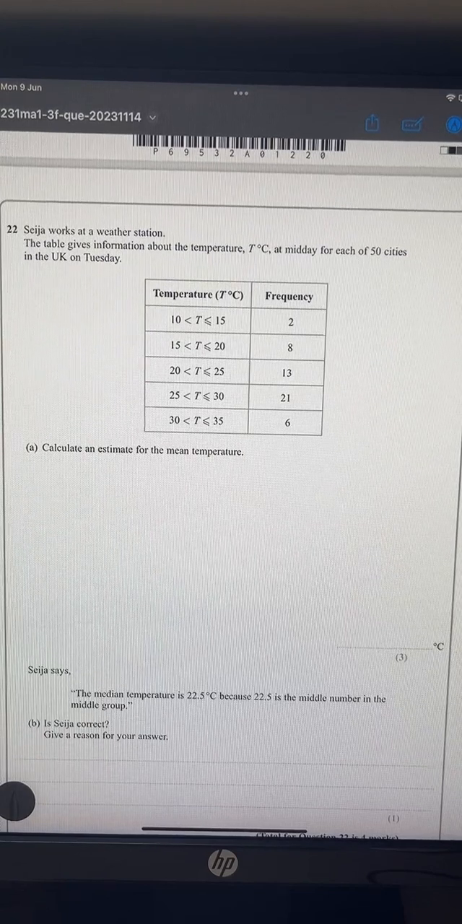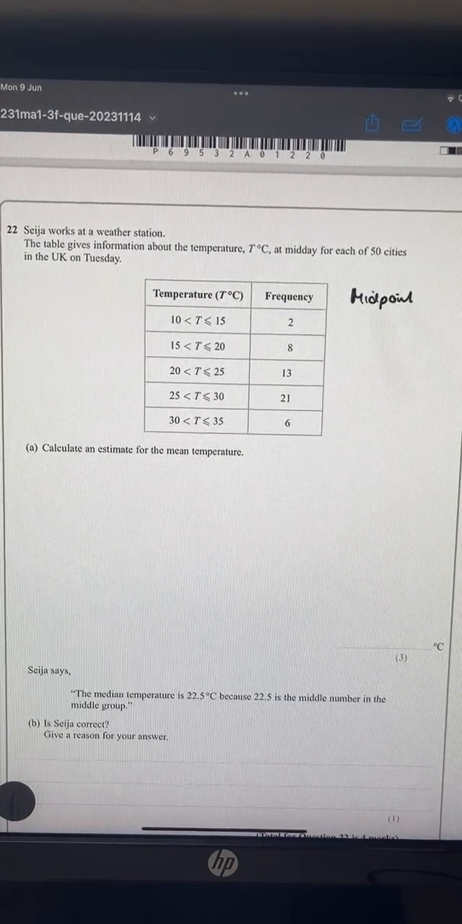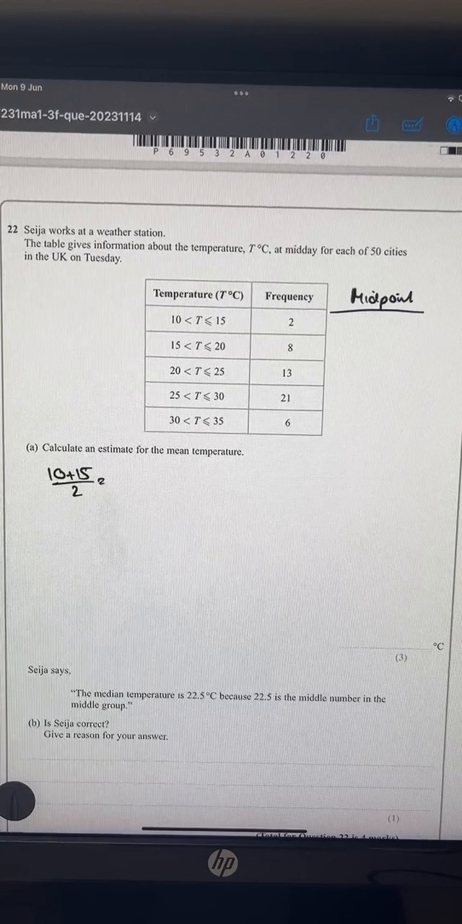So to find the mean, notice these temperatures are ranges. This is a continuous variable. So I need to find the midpoint. I like to create an extra column called midpoint, all right? So what is the midpoint between 10 and 15? Well, to find the midpoint, I'll do 10 plus 15 divided by 2. It's like finding the average of it, right? So 10 plus 15 divided by 2 is equal to 12.5.